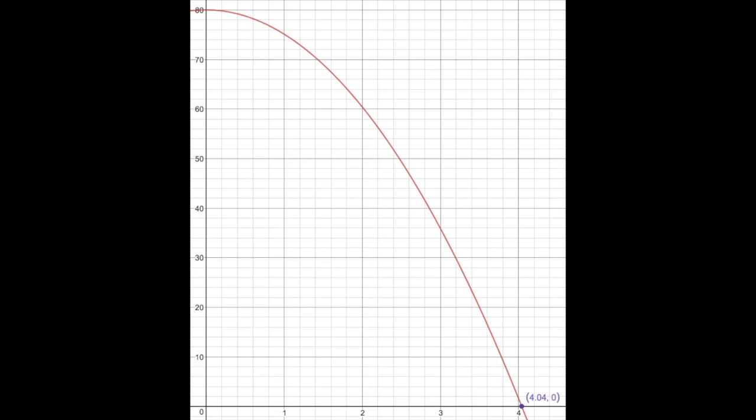This graph proves our answer because it models the equation 80 minus 4.9t squared, and as we can see, the 0 of the function occurs when t, or the x, is equal to 4.04, meaning that the bottle does hit the ground 4.04 seconds after it rolls off of the roof.